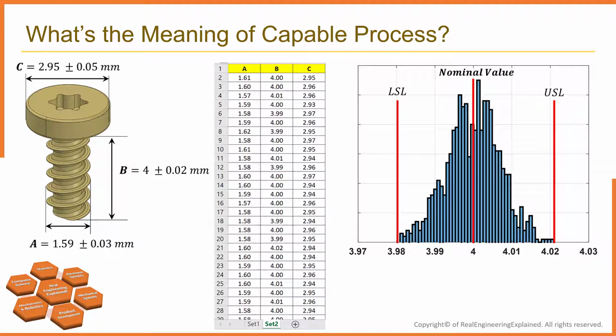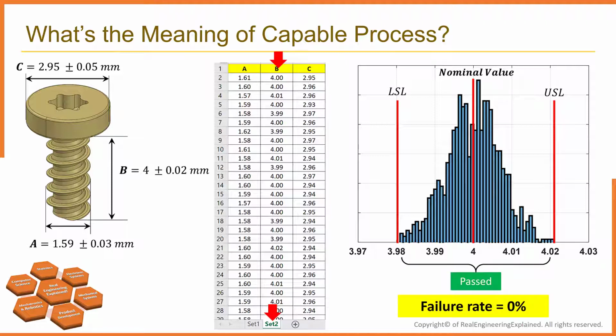So, what is the ideal situation? The answer is to be right within the specification limits. Let's look at dataset 2 in the Excel file. These data are right within the specification limits, and all the parts pass, so we say the process is capable. For the mass production of these products, we need to make sure the process is both stable and capable.